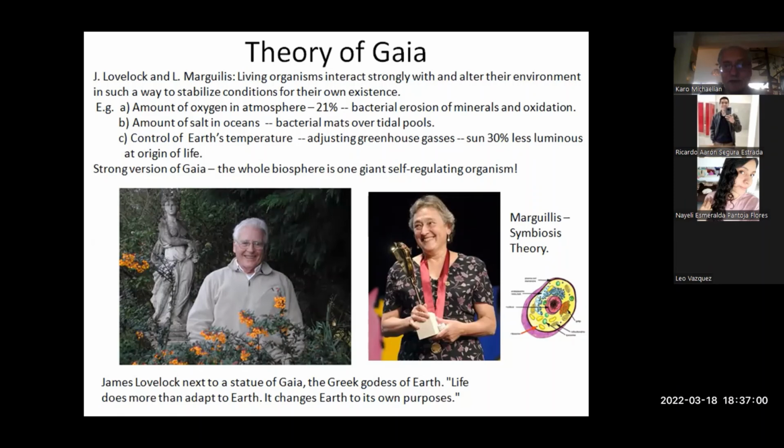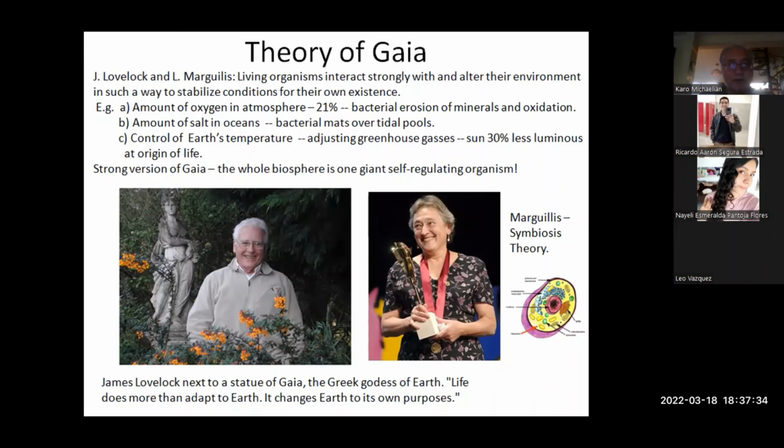And how is this controlled by the organisms on Earth's surface? The answer that they found was that bacterial erosion of minerals would lead to oxidation, so take out some of the oxygen. Because of the bacteria which are living in the earth and on the rocks, they're eroding these rocks, allowing the metals to come out and cause oxidation, which is taking away oxygen out of the environment and keeping the level at 21%.